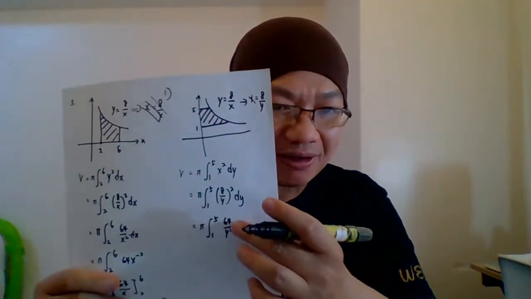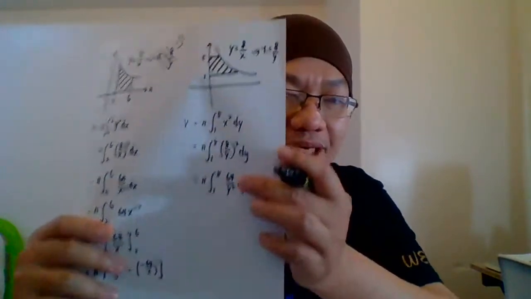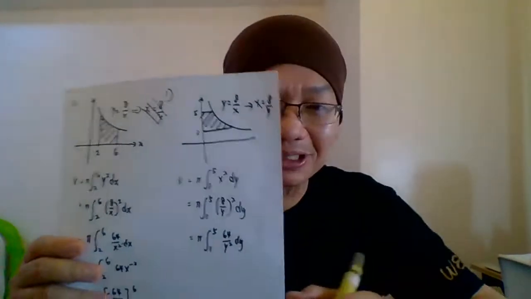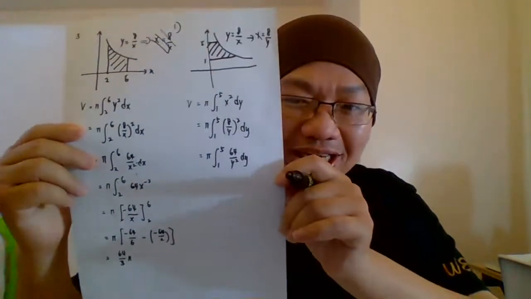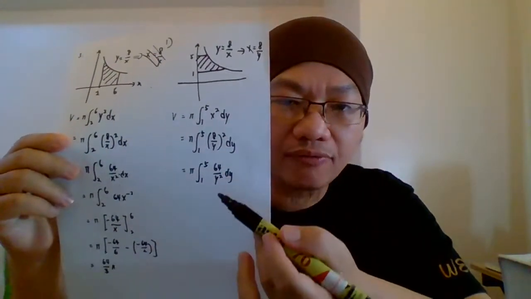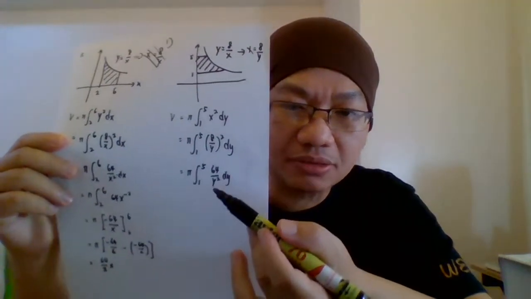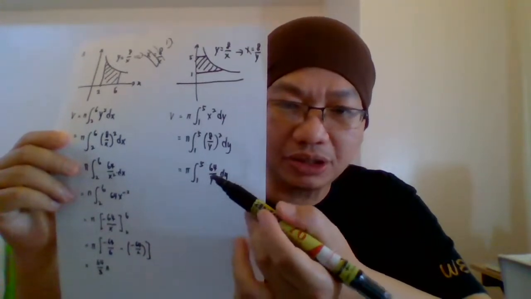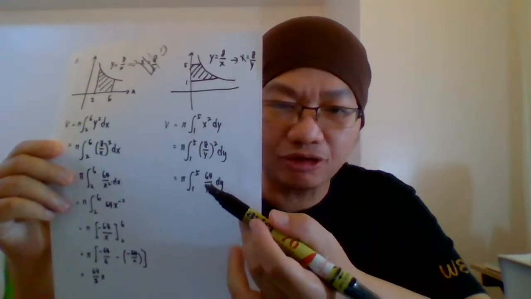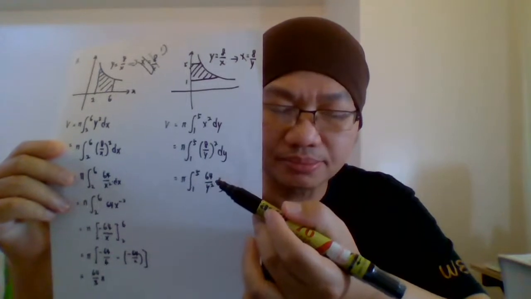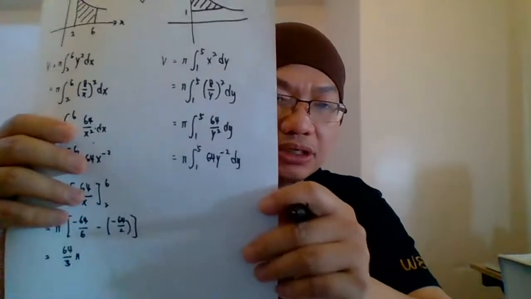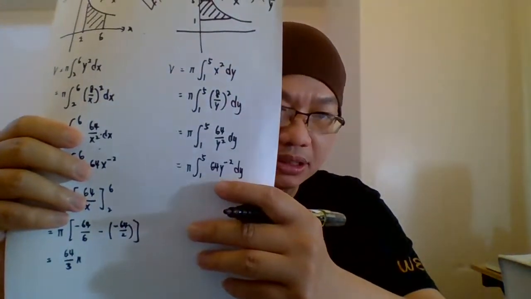If you forget, it will be a big problem. Please be careful. Okay, now 64 over y squared here. Now, to do the integration, make sure your y squared we need to bring to the top. So it will become integrate 64 y to the power negative 2 dy. That means we want to integrate against y now.